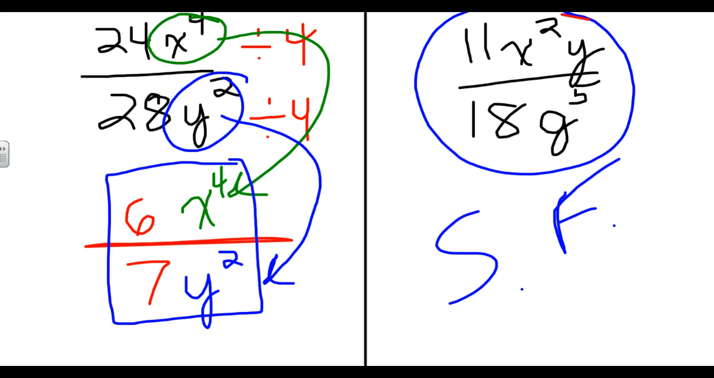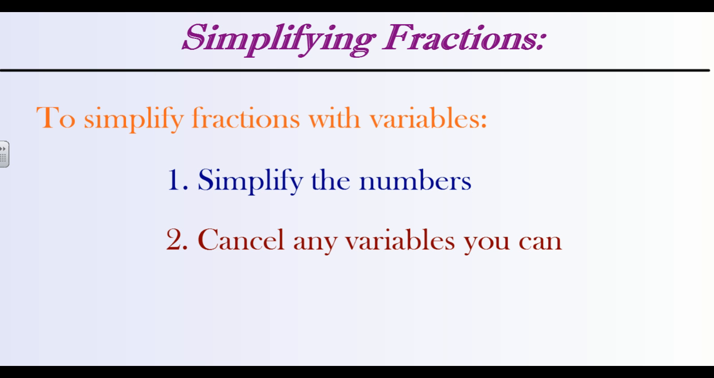So one more time just to review, when we're simplifying fractions with variables, it's very much like simplifying fractions without variables. First we would simplify the numbers as we would if there were no variables around, and then we just look at the numerator and denominator, and any variables that we see that are common we can cancel, because whatever x stands for in the numerator, it stands for the same thing in the denominator. So if there are 3 in the numerator and 3 in the denominator, we can cancel those out because they will divide to 1.